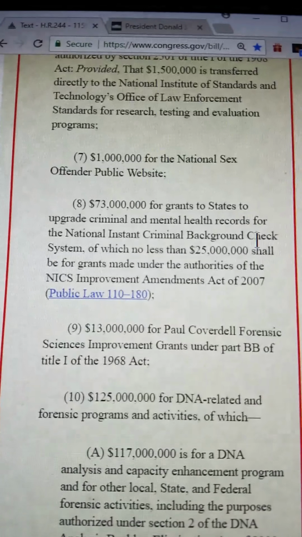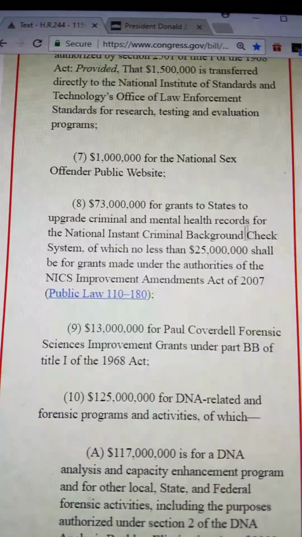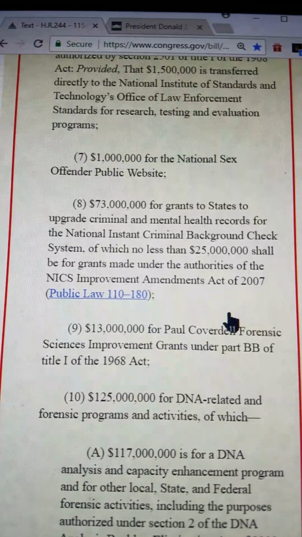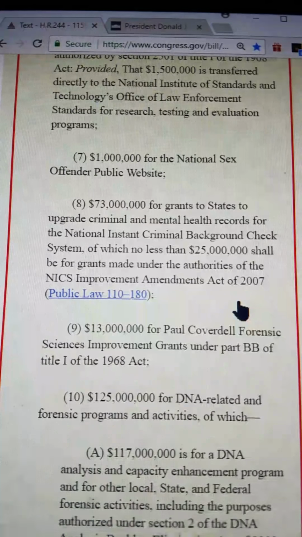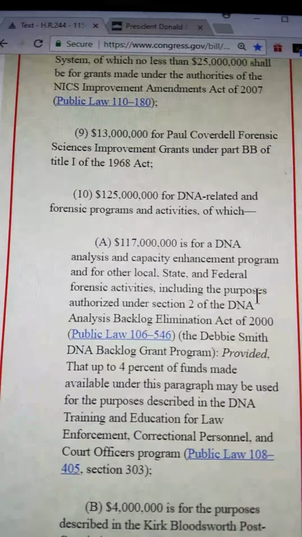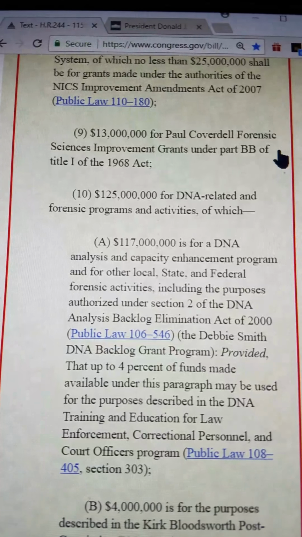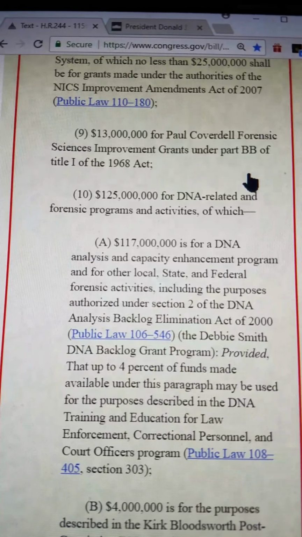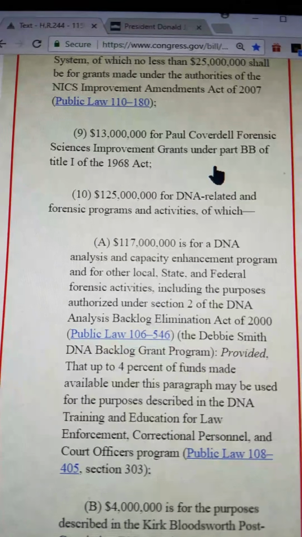$73 million for grants to states to upgrade criminal and mental health records for the National Instant Criminal Background Check System, of which no less than $25 million shall be for grants made under the authorities of the NICS Improvement Amendments Act of 2007. $13 million for the Paul Coverdell Forensic Science Improvement Grants under Part BB of Title I of the Act 1968.